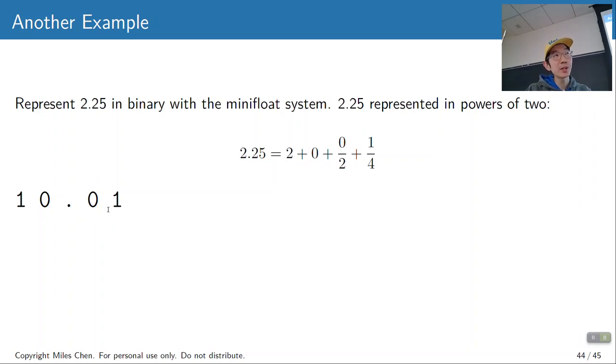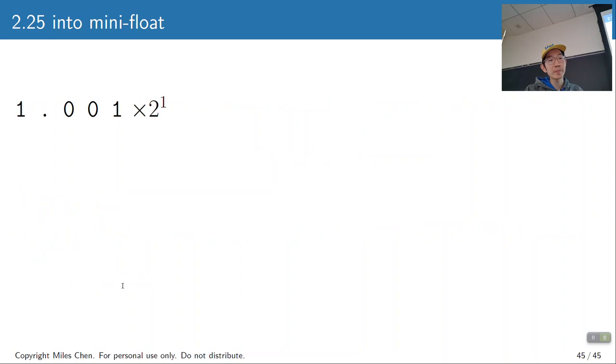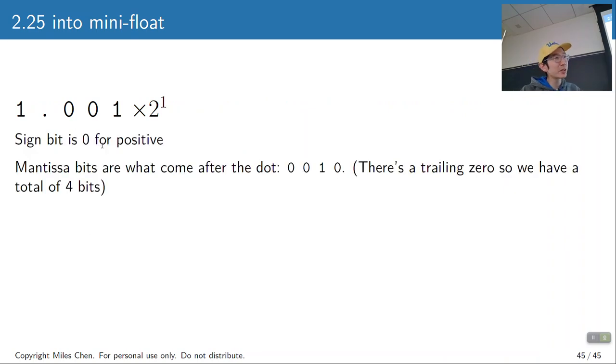I want to turn this into binary scientific. So what do I do? I move this point over one spot, and we're gonna get 1.001 times 2 to the 1, okay? So now I need to store the exponent, which is a 1, and then my mantissa bits will be 001, and then technically there's a 0 after that, okay? So I got 1.001 times 2 to the 1. The sign bit is 0 because it's a positive number. The mantissa bits will be 0010, okay? 0010 is the mantissa.